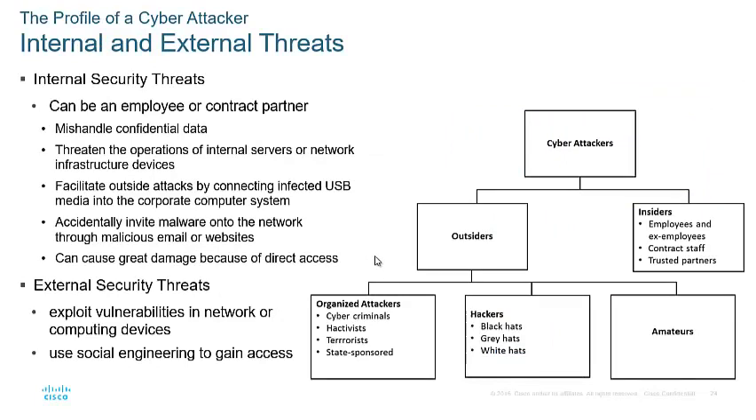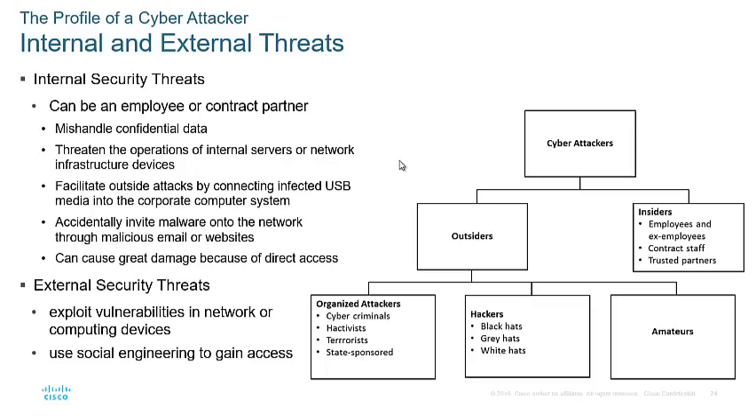We want to look at internal and external threats. Internal security threats can come from an employee or a contract partner. These people may handle or mishandle confidential data. They also threaten the operations of internal servers or network infrastructure devices. They also facilitate outside attacks by connecting infected USB media into the corporate computer system.